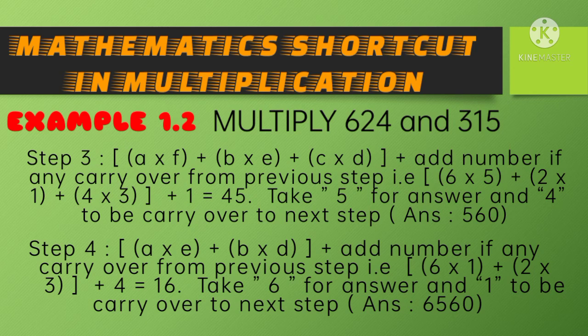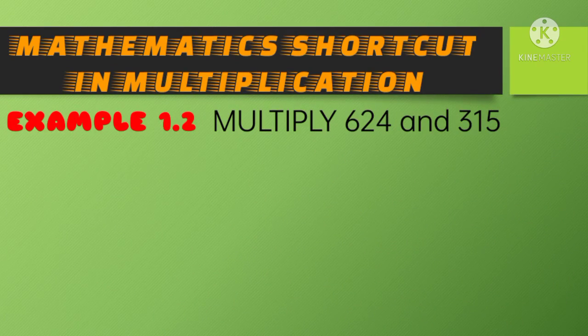Then, the partial answer will be 560. Step 4, A times E plus B times D plus add number if any carry over from previous step. We have 6 times 1 plus 2 times 3 plus 4 is equal to 16. Again, take 6 for the answer and 1 to be carried over to the next step. And our partial answer is 6,560.